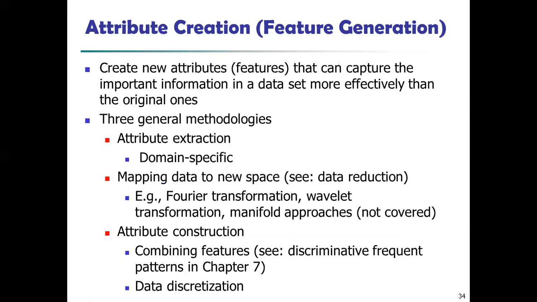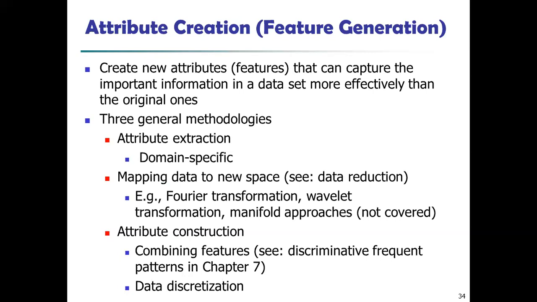So here is feature generation or attribute generation, how you can create the attributes, that is feature creation. Create new attributes that can capture the important information in a data set more effectively than the original ones. Here you have three general methods for attribute creation or feature creation. First one is attribute extraction, second one is mapping data to a new space, and the third one is attribute construction.